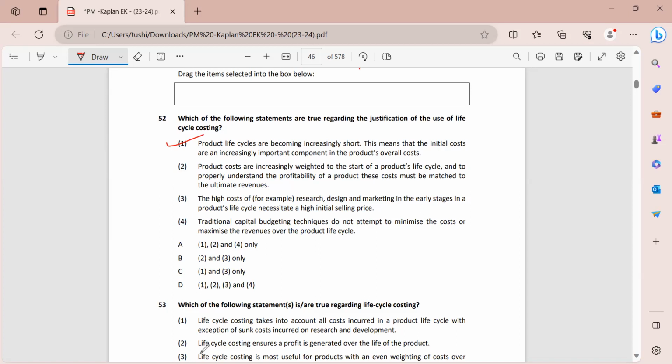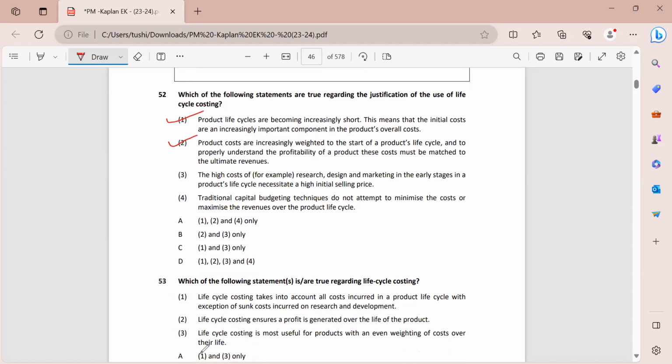Moving to statement 2, product costs are increasingly weighted to the start of the product's life cycle, and to properly understand the profitability of a product, these costs must be matched to the ultimate revenues. Definitely, yes. When we are evaluating products, it is always seen that in the initial stages we will have to incur more costs like research and development. So this is how life cycle costing is definitely a justification over here. So yes, this statement is also true.